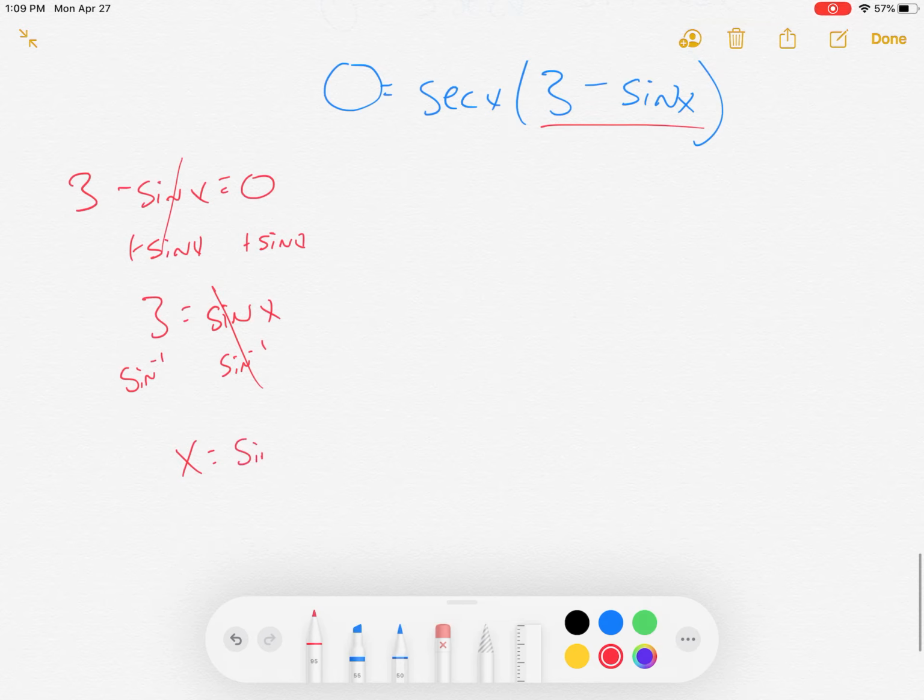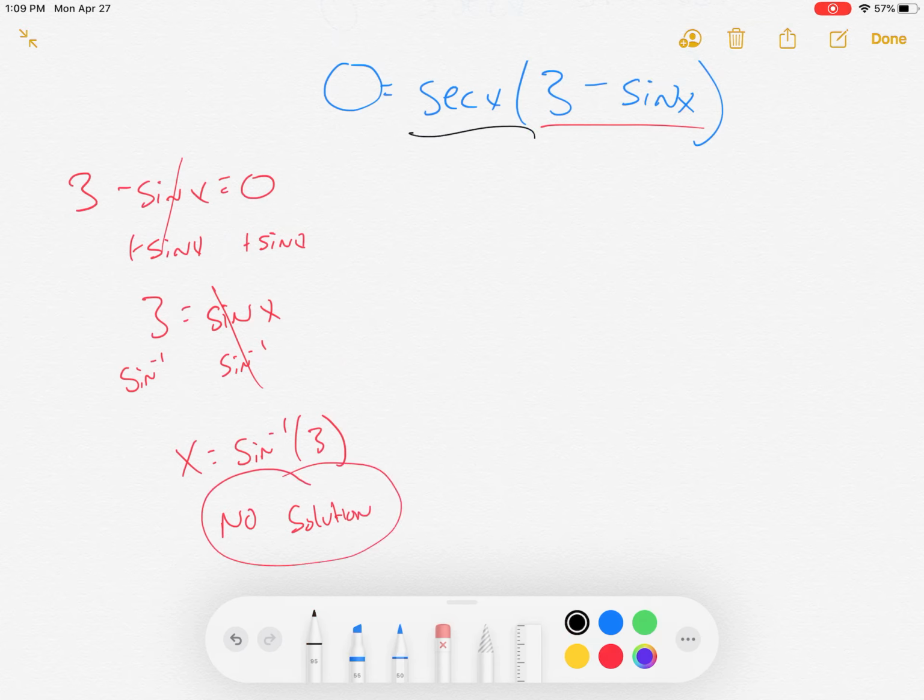Cancel. x equals the inverse sine of 3, and you get no solution there. Okay, let's do the same thing, but now let's do it for secant of x. Secant of x equals 0.